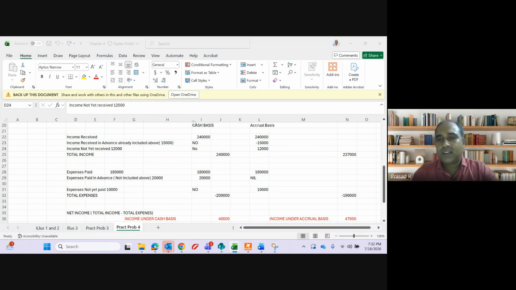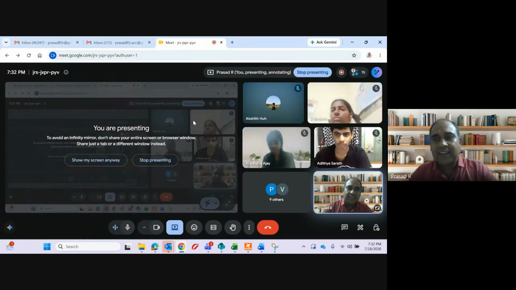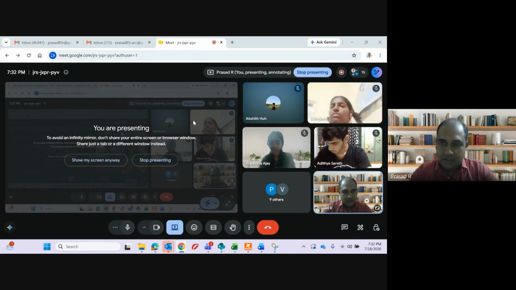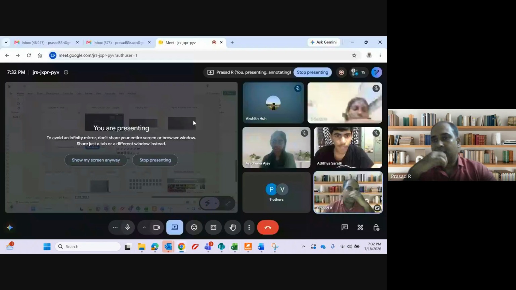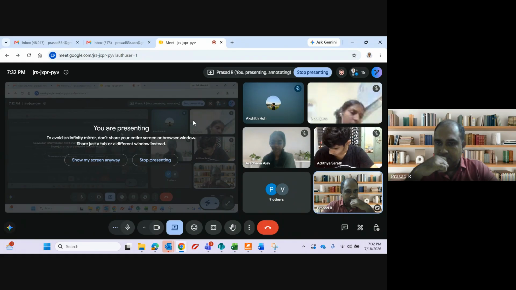Income not yet received. In accrual basis, we are not concerned whether it is received or not received. If it is income pertaining to this year, we have to add. But in cash basis, if it is not received, it should be nil. Wherever no is there, you can put it as nil. Clear? Any doubt, guys?